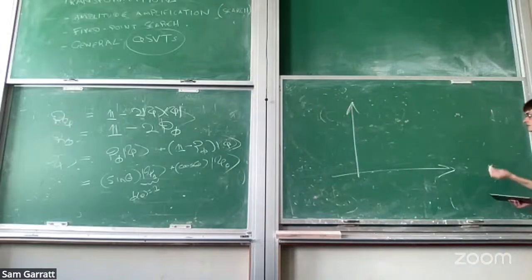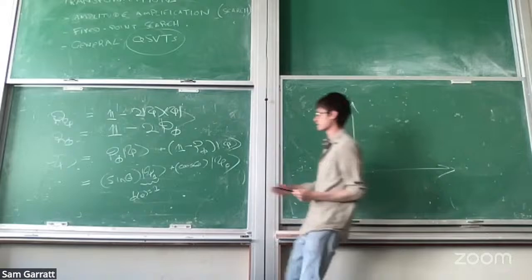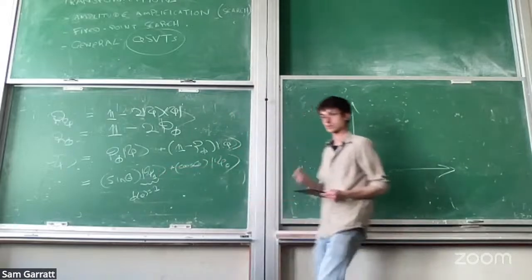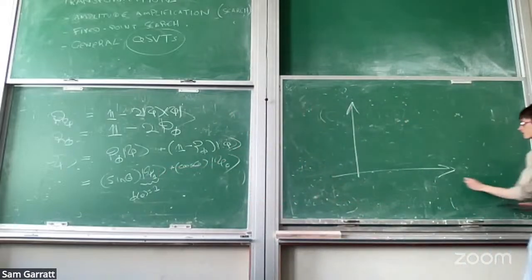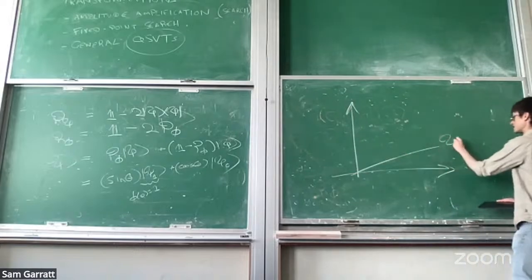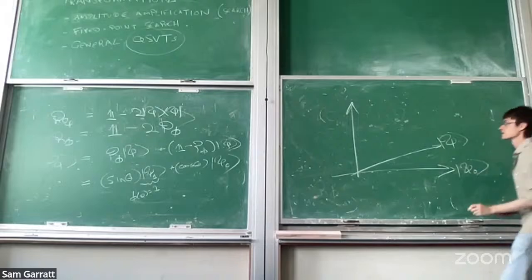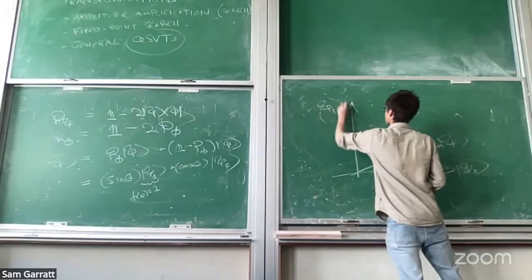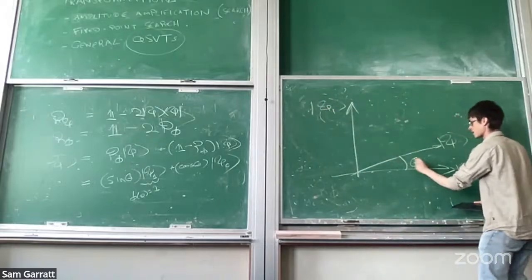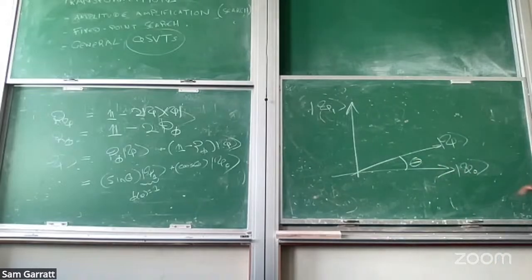So here's the idea. We're going to write our state psi in this two-dimensional space that's just spanned by psi 0 and psi 1, right? That's all we're going to need to worry about. So our initial state psi is here. Psi 0, the non-solutions, is here. Psi 1 is up here. And this is our initial angle relative to the non-solution space. So this is the picture.